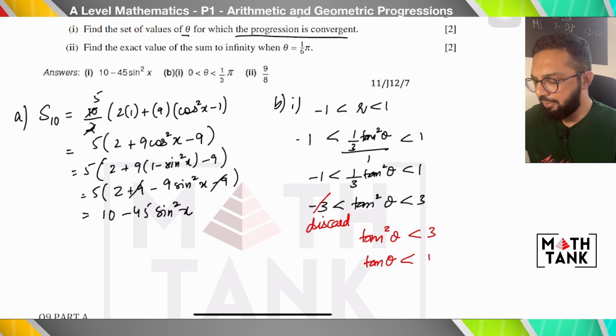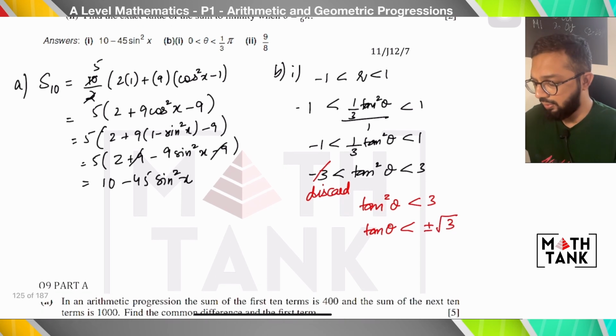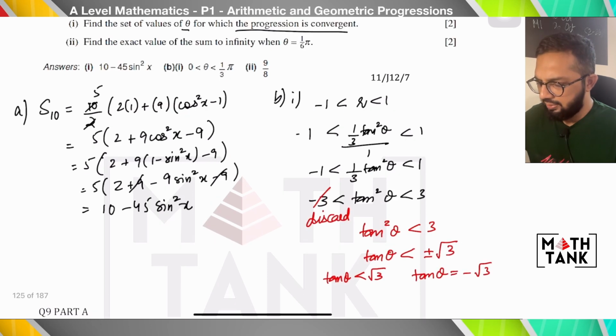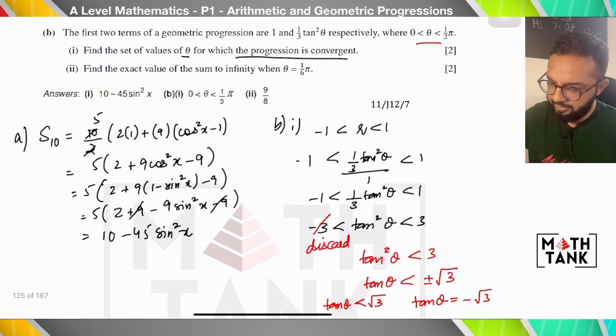And when I put a root, I have to take both the positives and negatives. Now, always when you have the negative, you should flip the sign, and that gives me tan theta equals minus root 3. To be honest, this question is simpler since this is just between 0 and 90.